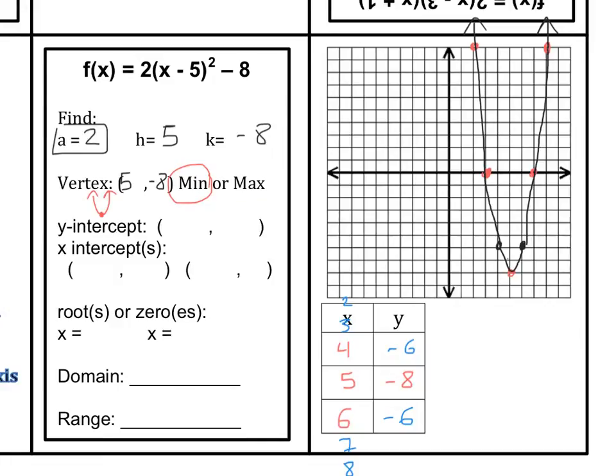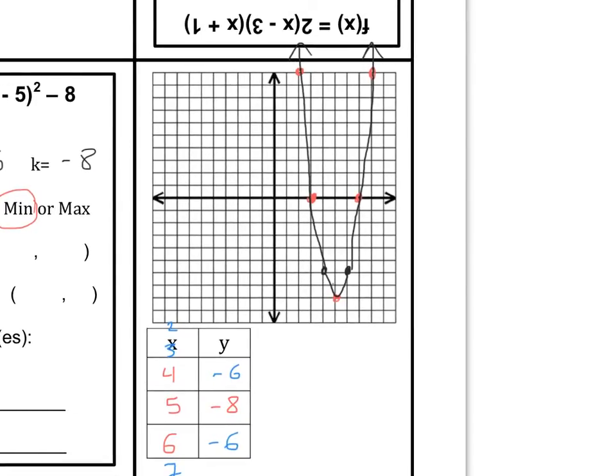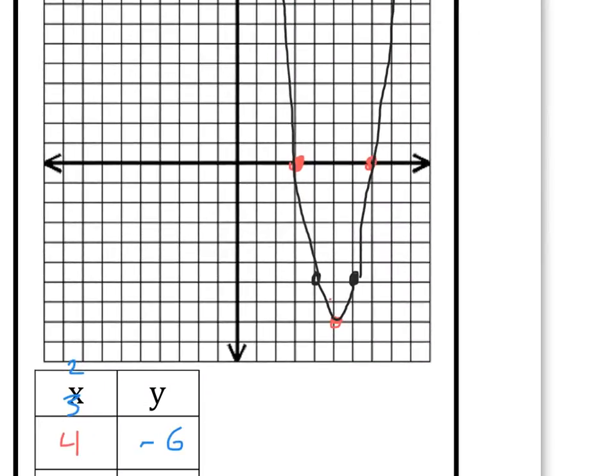So let's try to find the pattern. From the vertex, let's count together. Now, if you remember, for the parent function, the pattern was 1, 3, 5. Now, let's see what the pattern is from the vertex. I'm counting upward 2 over 1, so we counted up 2.